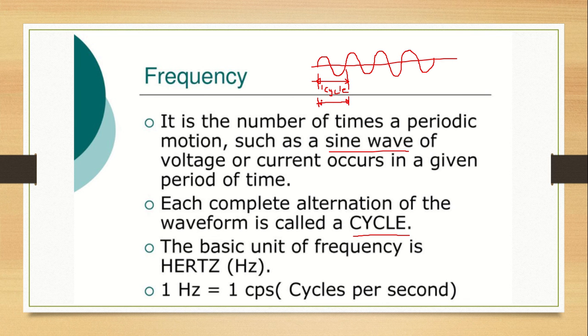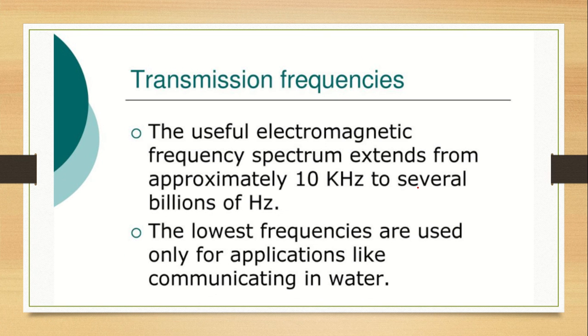So we have what we call hertz. If the cycle happens in 1 second, then we have what we call hertz, the frequency at which this cycle occurs. So 1 hertz is equal to 1 cycle per second. Then we have what we call transmission frequencies. The useful electromagnetic frequency spectrum extends from approximately 10 kilohertz to several billions of hertz.